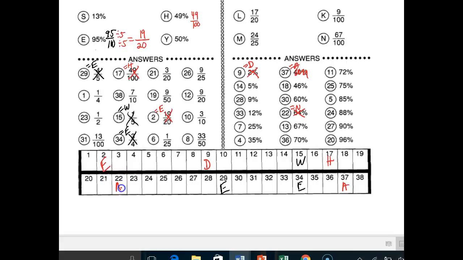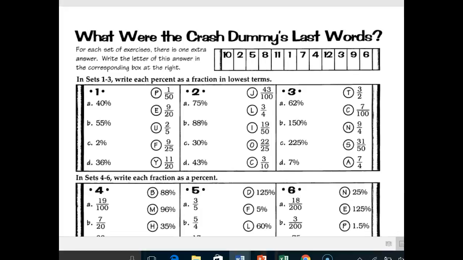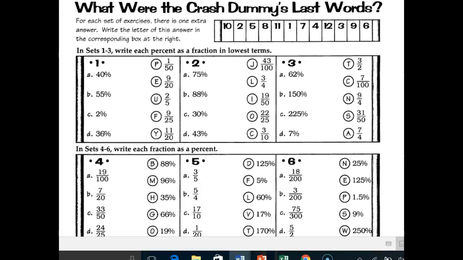All right. So once the video is over with, you'll finish up this puzzle kind of on your own. On the back side, we got something similar, but the puzzle's a little bit different on how to operate, so I'll help you out. For each set of exercises, there is one extra answer. The letter, write this letter in the corresponding box at the right. So you're going to use up 4 of them, and there will be one extra, and that's the letter that you write here. So for 1, 40% is the same thing as 40 over 100, which is the same thing as 4 over 10, which is the same thing, hopefully, as you realize, as 2/5.